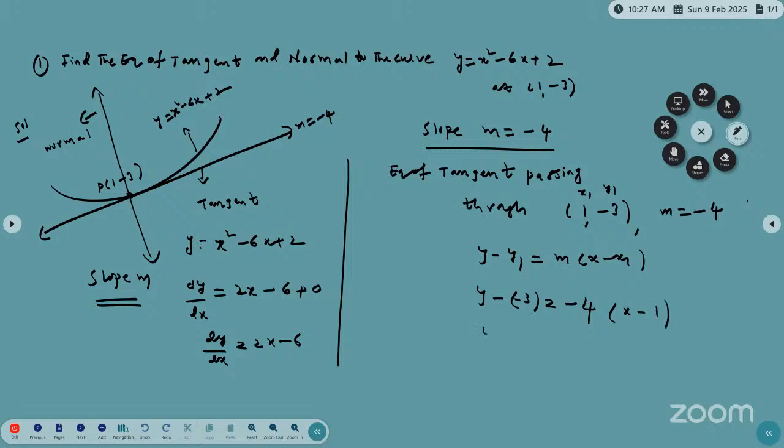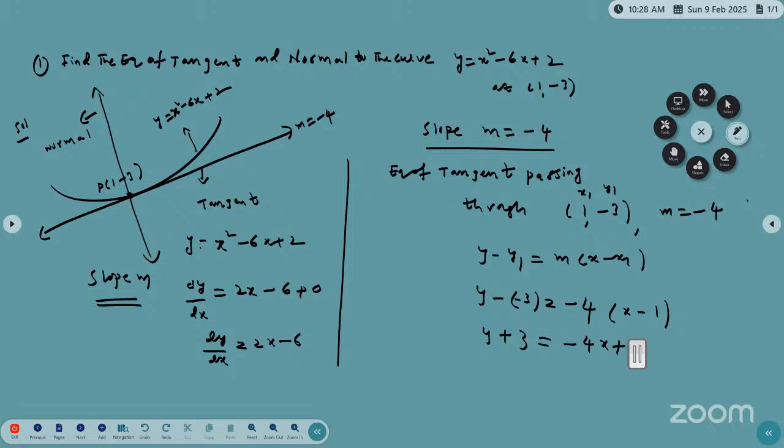What is x1? 1. Y minus of minus 3, plus 3, equal to minus 4 into x, minus 4x, minus 4 into minus 1, plus 4.